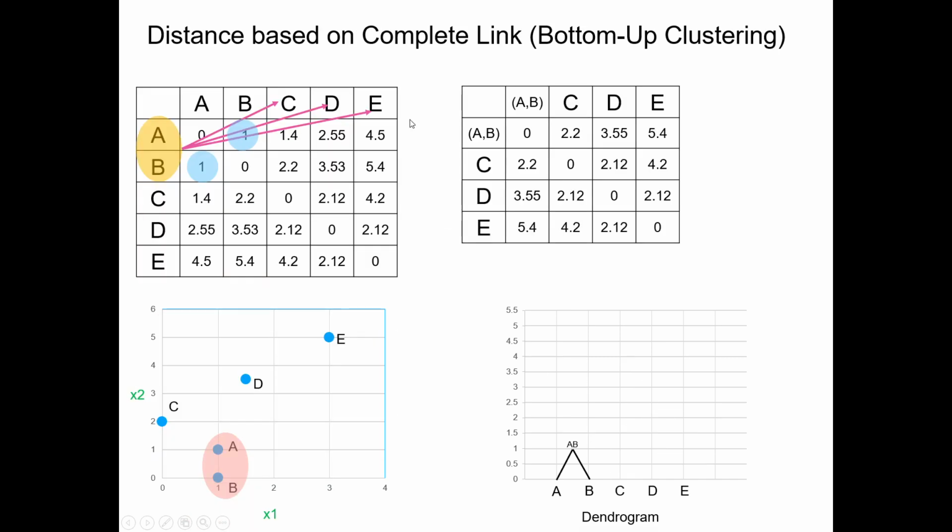So I went with D and E, and so we have it here, so we can calculate the dendrogram. The last one, complete link. AB to C, which one should I go with? AC or BC? AB to D, how about here with D?